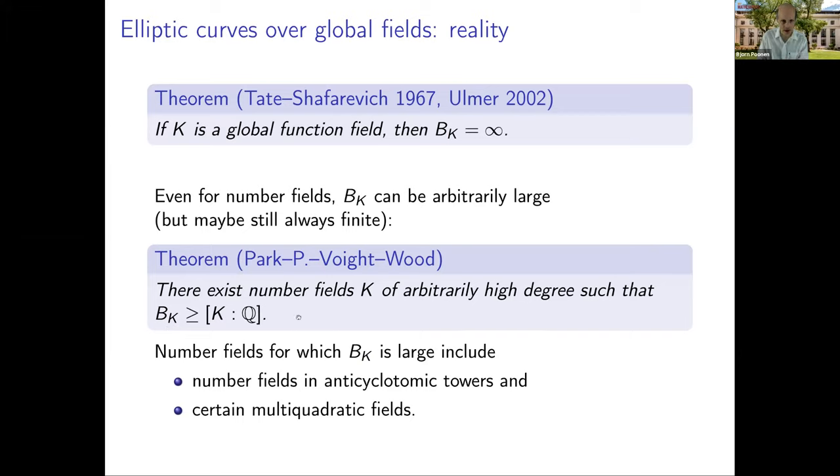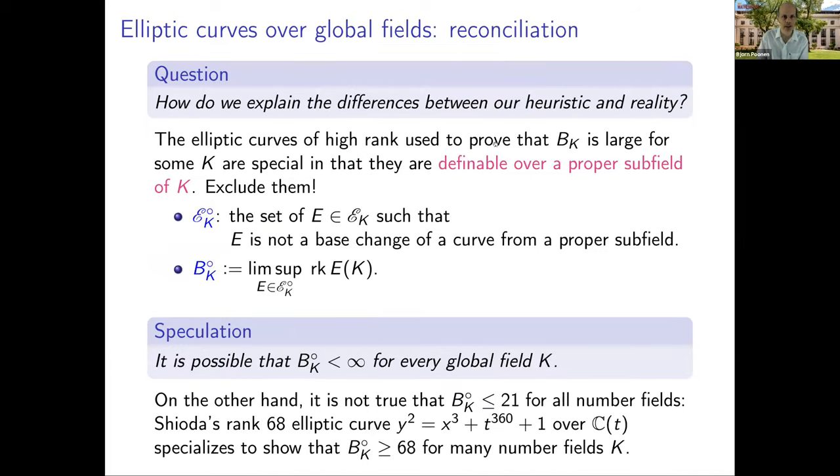But all the constructions of these are for specific number fields that we use for these theorems. To reconcile this with our heuristic, these elliptic curves of high rank have been constructed in the literature by Shafarevich and Tate, and also by Ulmer and then by us. They're all special in that they're nominally defined over K, but they actually come from base change from a much smaller field. And maybe those elliptic curves that come from a small field have arithmetic reasons why they should have higher rank.